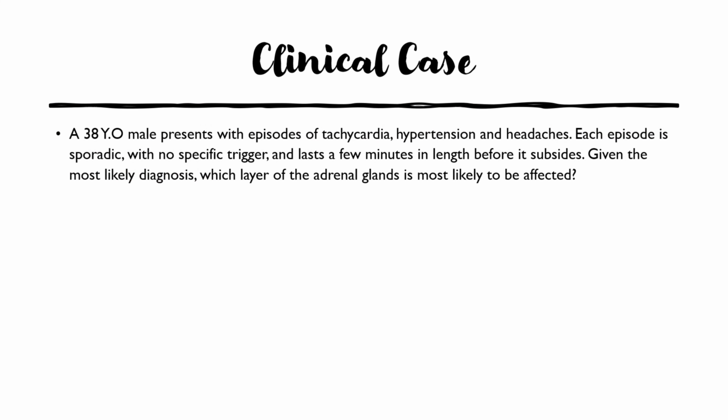Okay, so just to finish off, we have a quick clinical case here. A 38-year-old male presents with episodes of tachycardia, hypertension, and headaches. Each episode is sporadic with no specific trigger and lasts a few minutes in length before it subsides. Given the most likely diagnosis, which layer of the adrenal glands is most likely to be affected here? So from this case, you can tell quite clearly that this is a pheochromocytoma being presented, and the layer which is most commonly affected is the adrenal medulla.